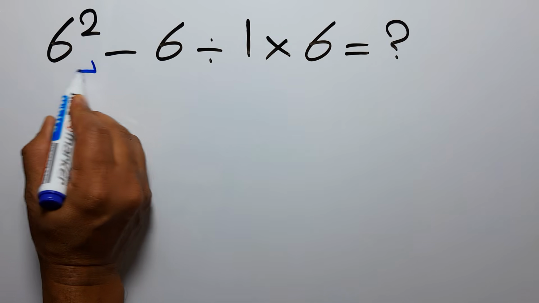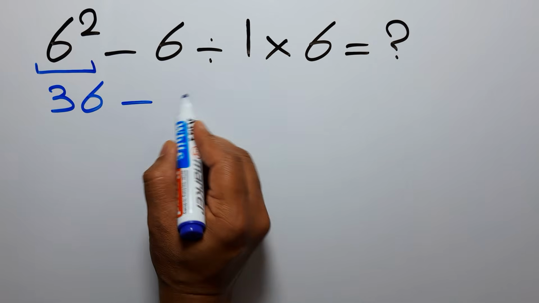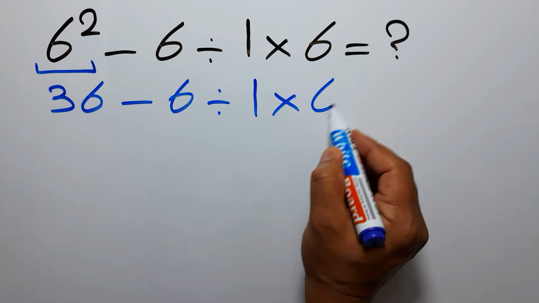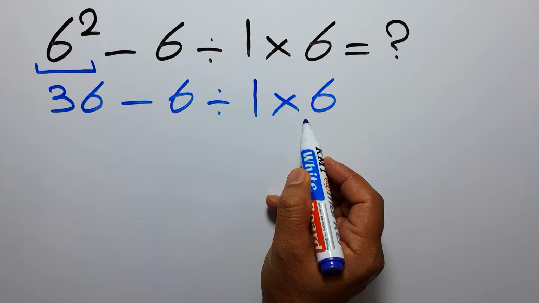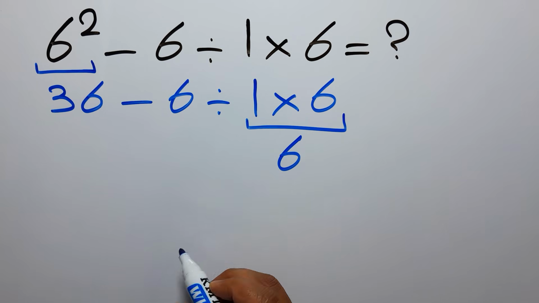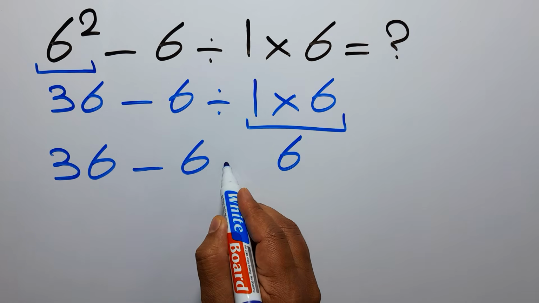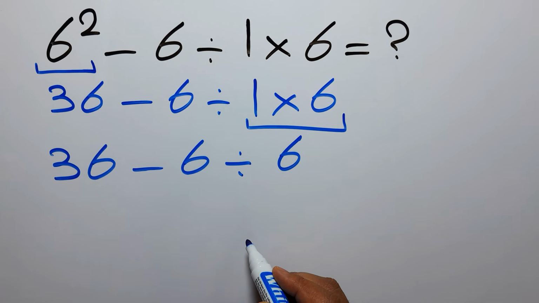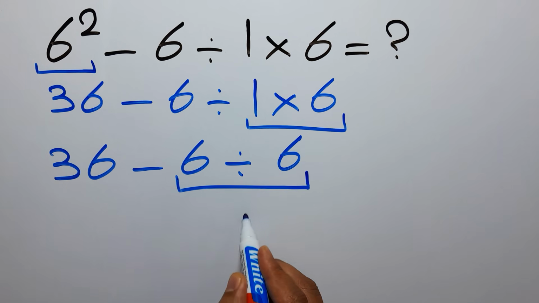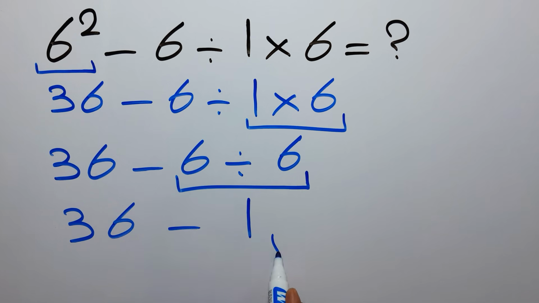6 squared gives us 36. So we have 36 minus 6 divided by 1 and then times 6. Now we do this multiplication. 1 times 6 equals 6. So we have 36 minus 6 then divided by 6. Now 6 divided by 6 is just 1. So we have 36 minus 1 which equals 35.